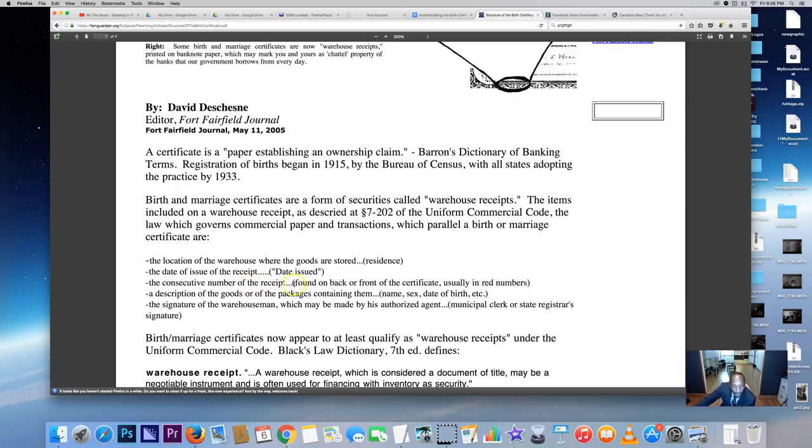The consecutive number of the receipt is found on the back or the front of the certificate using the red numbers. Now, the description of goods or of the packages containing inside are labeled as name, sex, date of birth, etc. That's the description of goods. That's how they categorize us. The properties. The signature of the warehouseman, which may be made by his authorized agent, municipal clerk, or state registrar's signature, which is on your birth certificate.